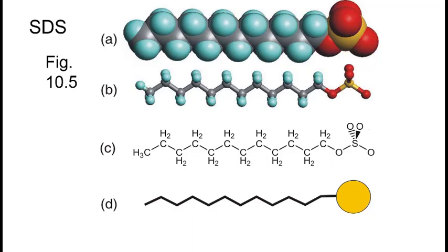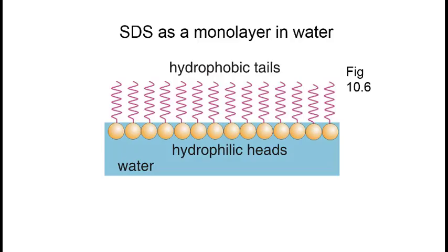The image in part D suggests a way to think about SDS, with a hydrophilic head group, the sulfate, and a hydrophobic tail, the hydrocarbon. Chemical species such as this are sometimes called surfactants, since they can act at the surface. If you put a layer of SDS on the surface of water, it can form what is called a monolayer.